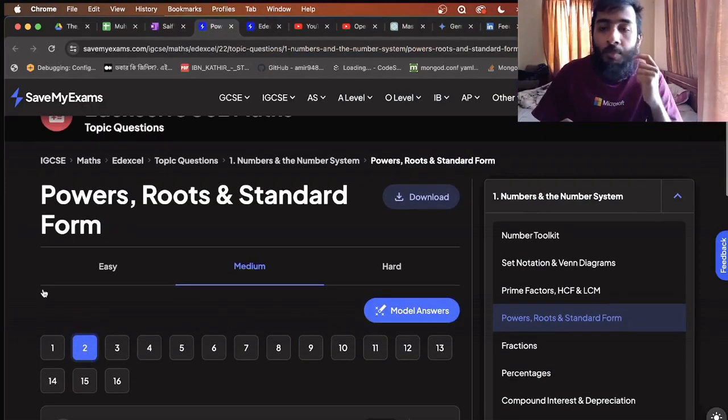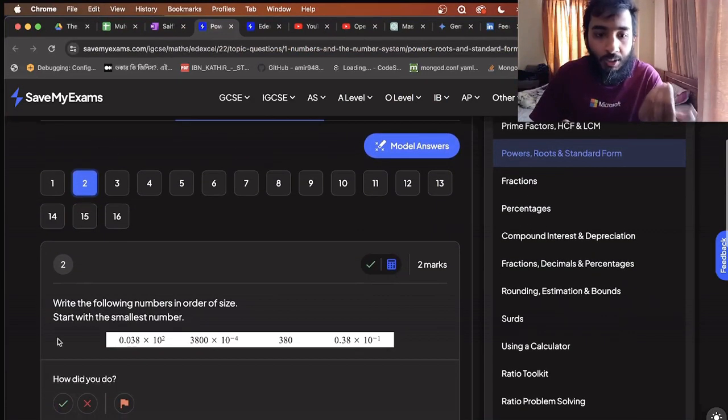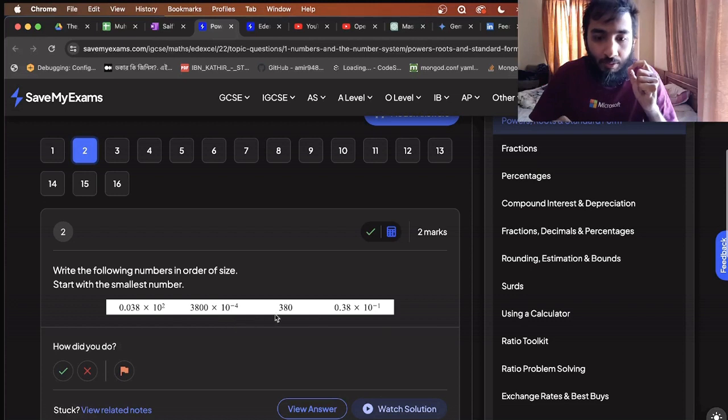If I now focus on problem number 2, what does problem number 2 say? It says you have to write the following numbers in order of size. There are 4 numbers given, expressed in powers. You have to write them in order of size, from the smallest to the largest.